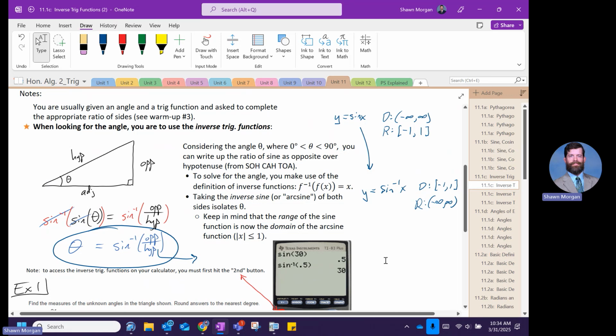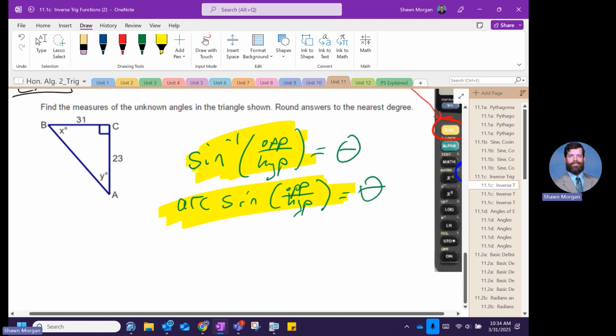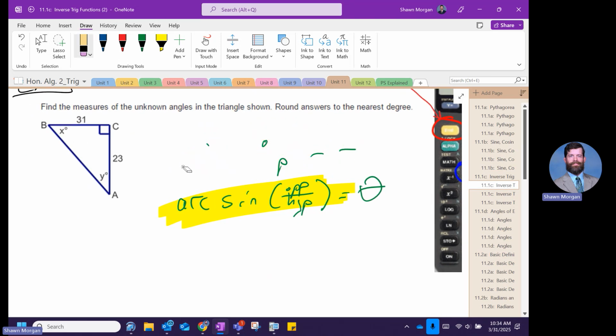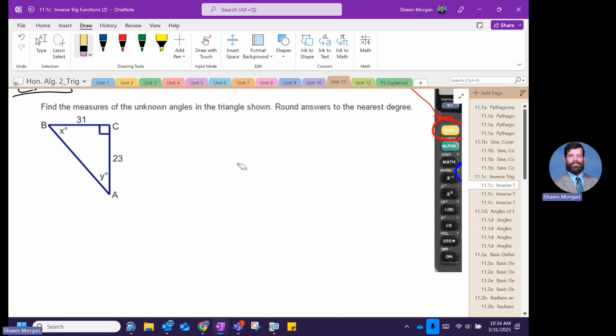Okay. Now let's distill it down to an easy to work example, and this will be what we end with. I want to see who can find X and who can find Y. Please and thank you. I'll give you 45 seconds. I want you to find angle B. Big B is X degrees, and big A is Y degrees. We're trying to figure out what is X and what is Y. Remember, when you're looking for an angle, use an inverse trig function.